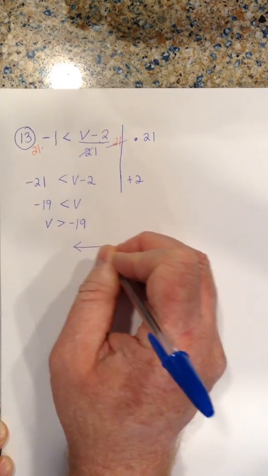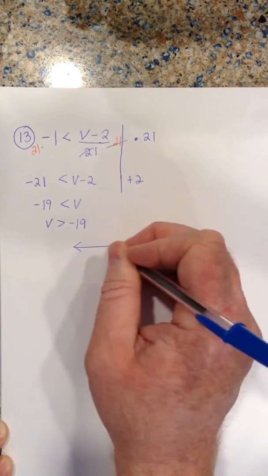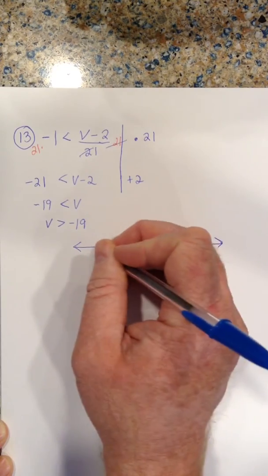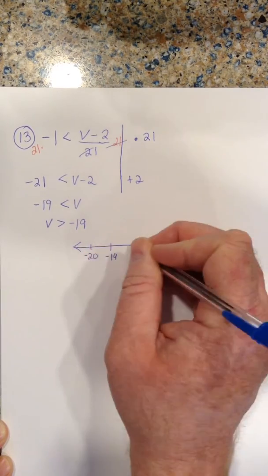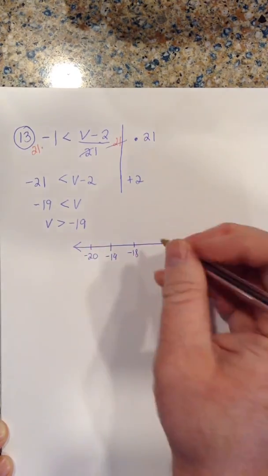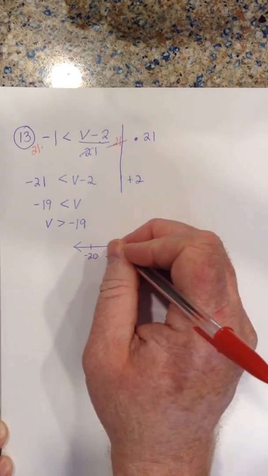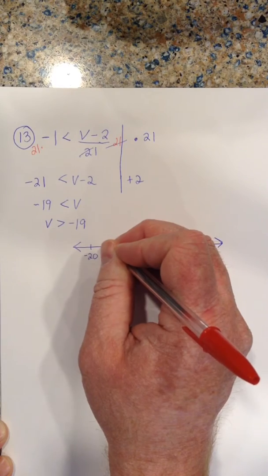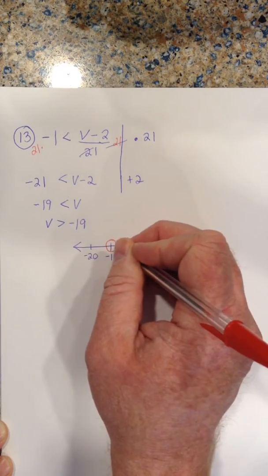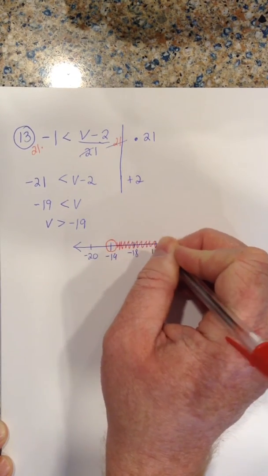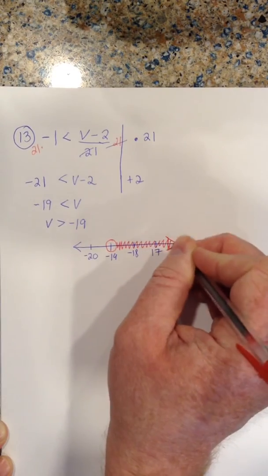So then to graph that solution, I'd have -19 here, -20 here, -18 here, -17, and so on. And what I would do is an open circle around -19, and I'd shade everything to the right. Okay?